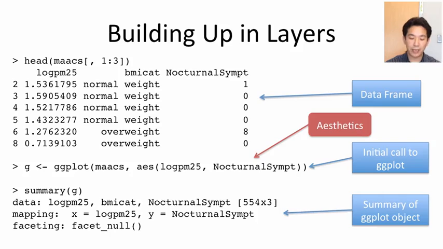Then in the next line, I've got my initial call to ggplot. I give it the data frame, and then I give it a pair of aesthetics, the x and the y variables, which are log PM2.5 and nocturnal symptoms. And then I save this to an object that I call g. If I call summary on this object, it shows you what the data are, what the aesthetic mapping is, and something about faceting, in which case there's no faceting, so that's null. So you can always call summary on a ggplot object, and it'll give you a quick list of what's in this plot and what the data are.